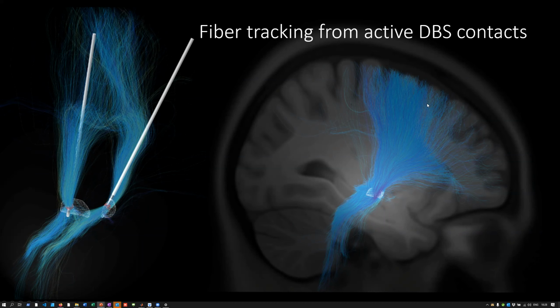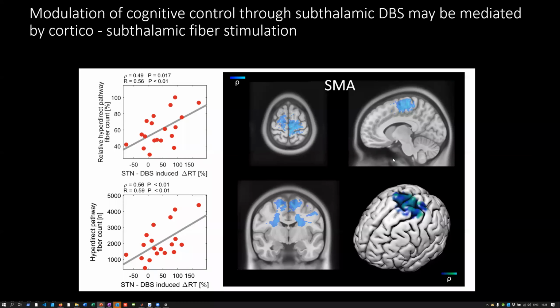There are mainly frontal subthalamic fibers that we affect with the stimulation. And we could show that the reaction time effect that we have observed, which is summarized as a loss of slowing of reaction time in the presence of cognitive demand, was associated with the number of fibers that connect the supplementary motor area with the subthalamic nucleus.